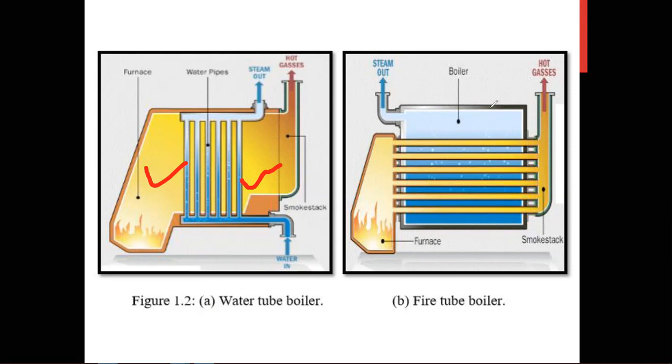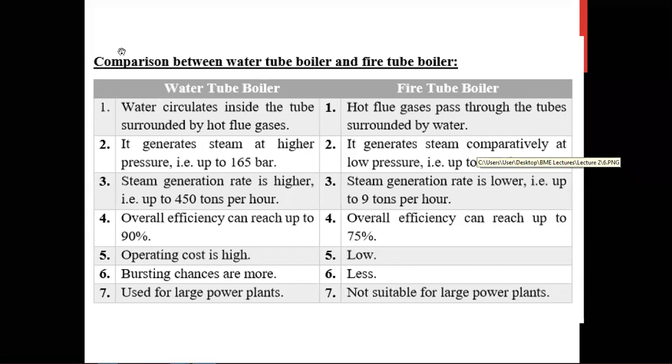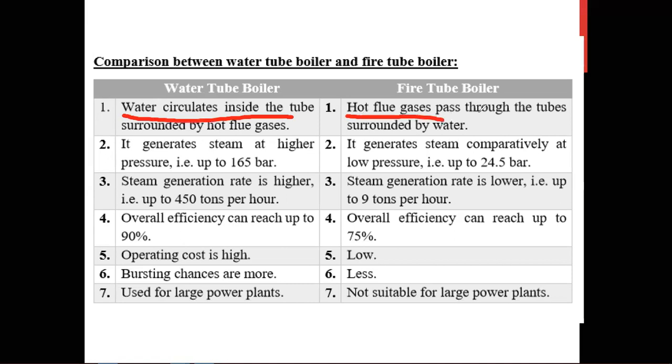But interestingly, the efficiency is also higher in the fire tube boiler. Sorry, the water tube boiler, the efficiency is also high. The efficiency is a little bit low in the fire tube boiler. So let's see the differentiation chart where it is given. So in the water tube boiler, you see that the water is inside the tube, and in the fire tube boiler, the hot flue gases are inside the tube.